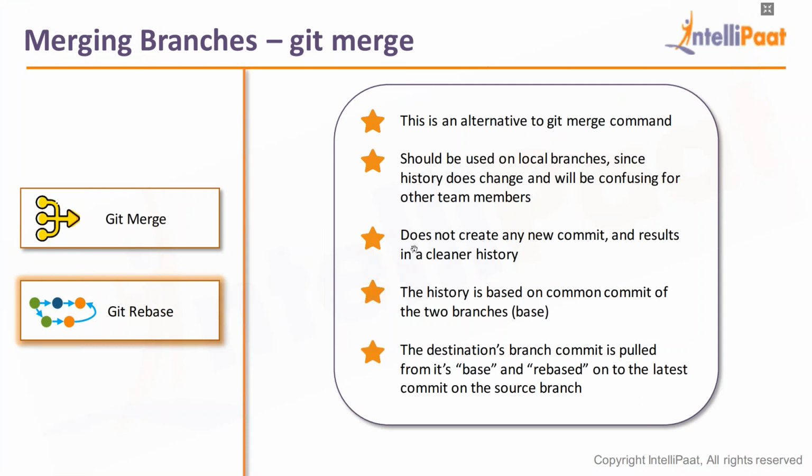Now we have this git rebase. It is an alternate to git merge. It should be used on local branches since history does change and will be confusing for other team members. It does not create any new commits and results in a cleaner history. The history is based on common commits of two branches. The destination branch commit is pulled from its base and rebased onto the latest commit on the source branch, right?